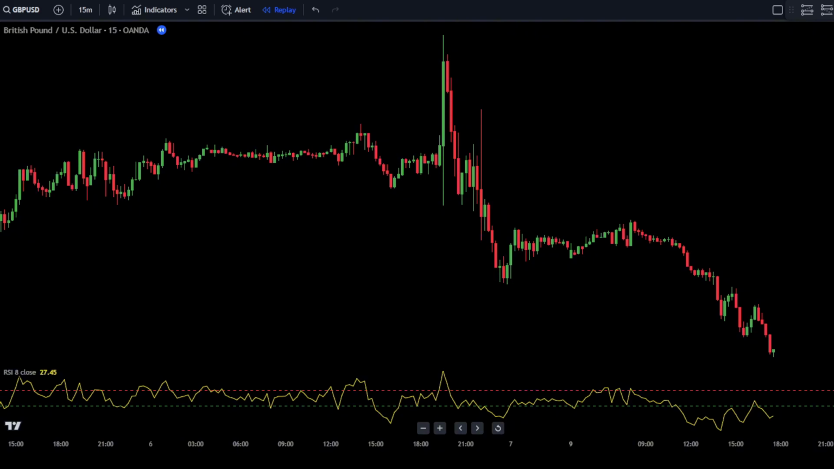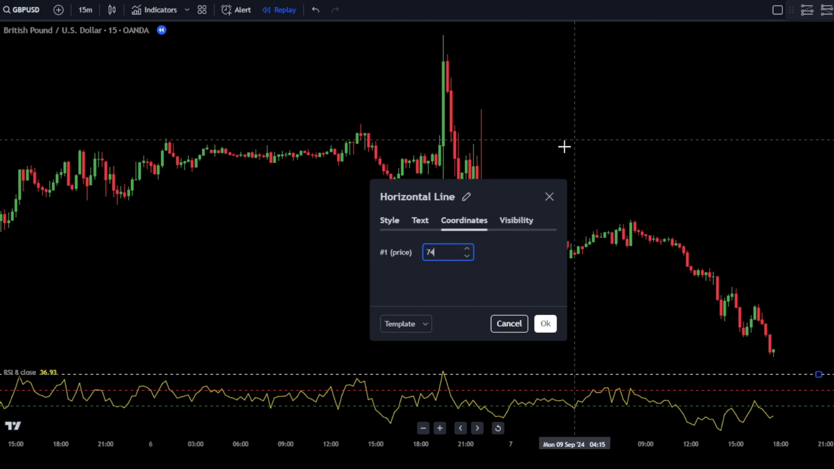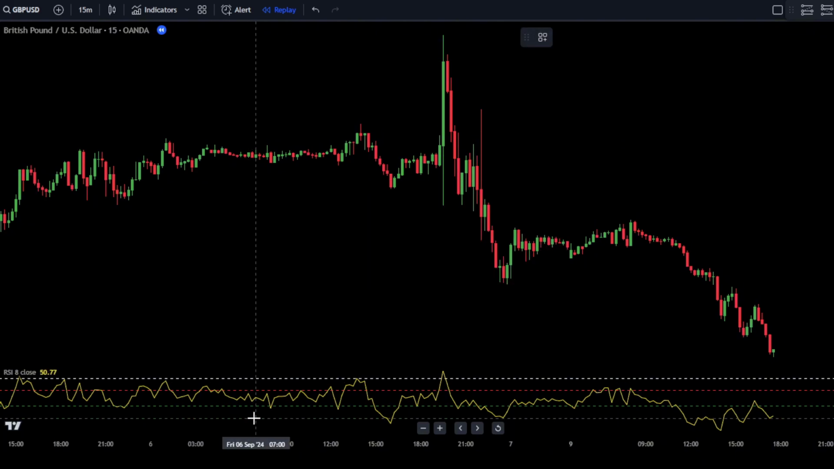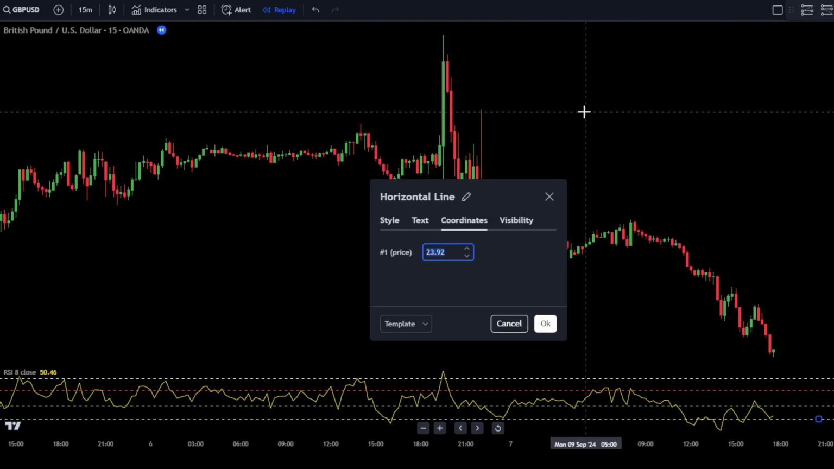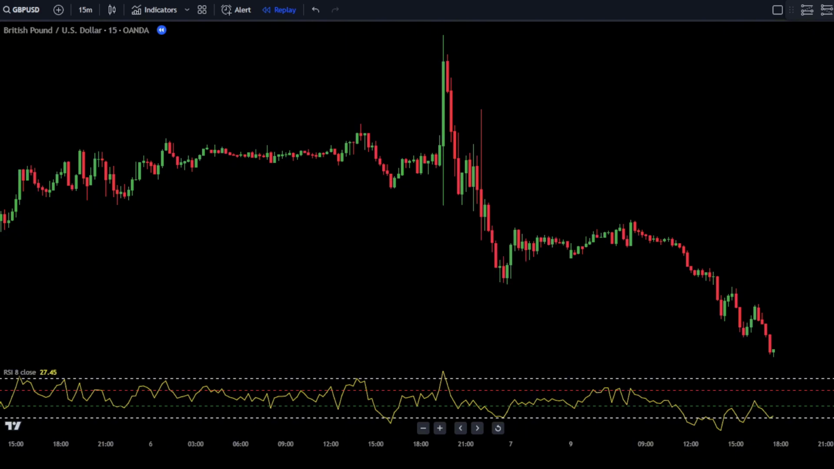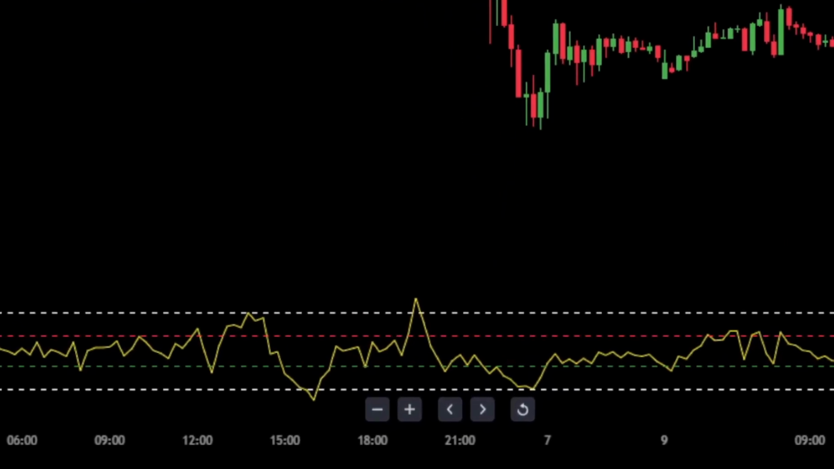Before using it, you'll need to add 2 horizontal lines to the RSI indicator. For the first horizontal line, set the level to 75. For the second horizontal line, set the level to 25. You can adjust the color of the lines to match your personal preference. This RSI indicator will serve as a guide for placing entries in the market.